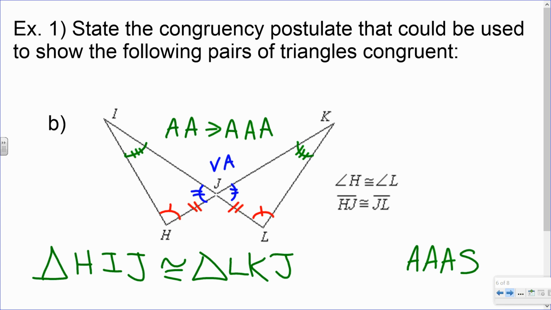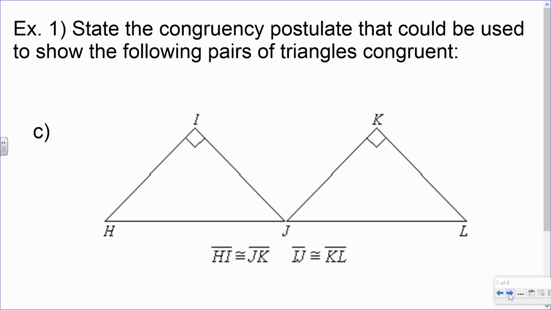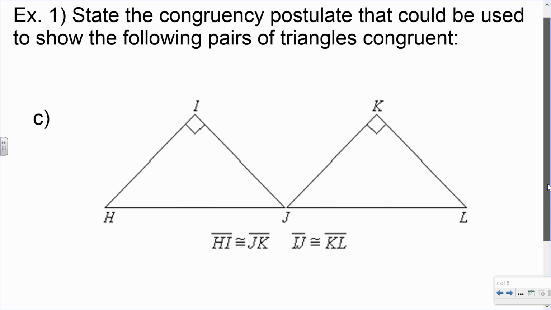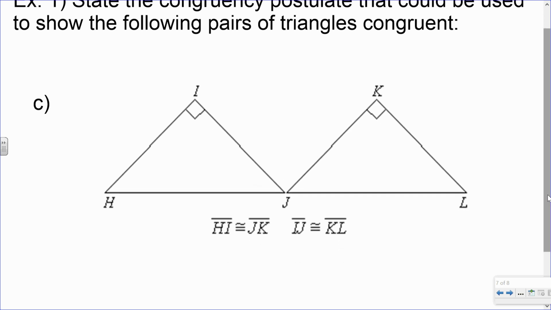Okay, last one of these short ones before the proof. So we want these triangles. Oh, this one's going to be easy. I see a right angle, so just HL, right? No, well, what did I just do wrong? Why can't I do that? Well, it's got a right angle. What else could it possibly be?